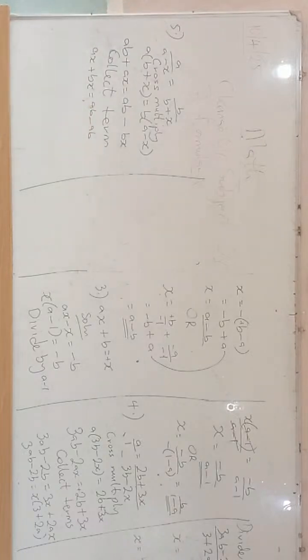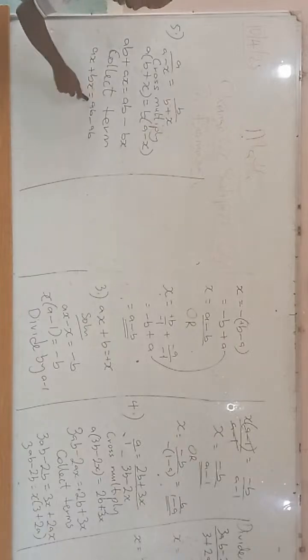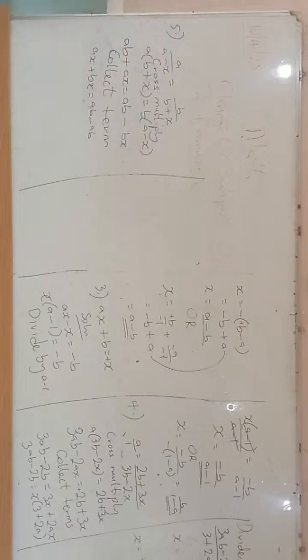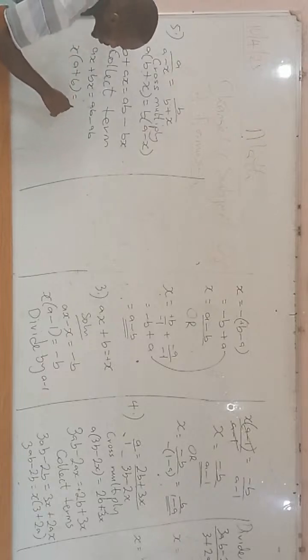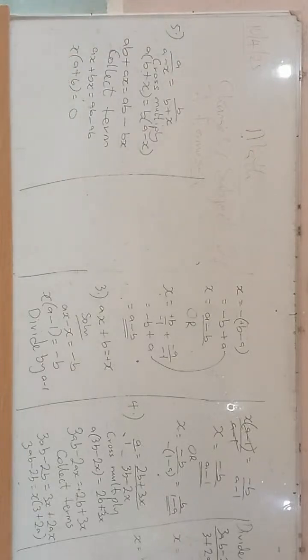Now you see we collected items. ab minus ab. Look at this. ab minus ab. 1 minus 1 is 0, that's the principle. So 1ab minus 1ab is 0. And let's factorize it. When you factorize, what's common here? Yes, x. x gives you a plus b equals 0. One more thing.